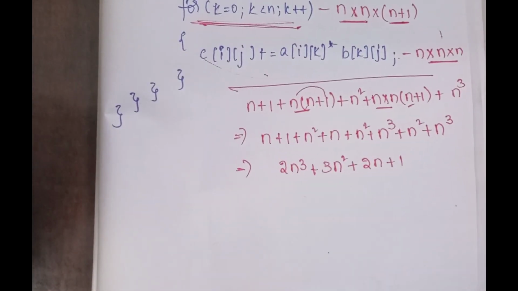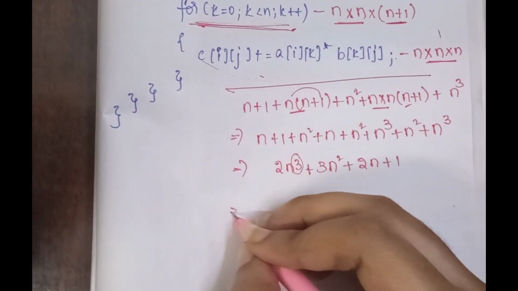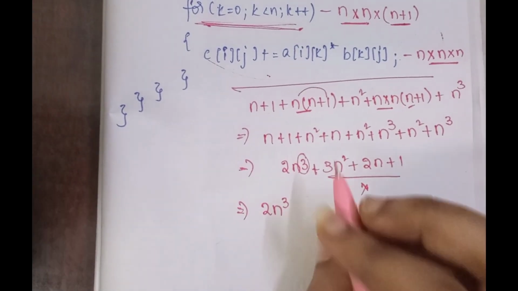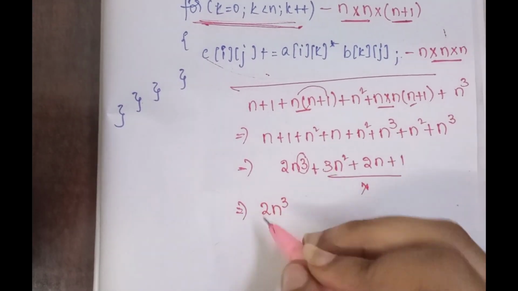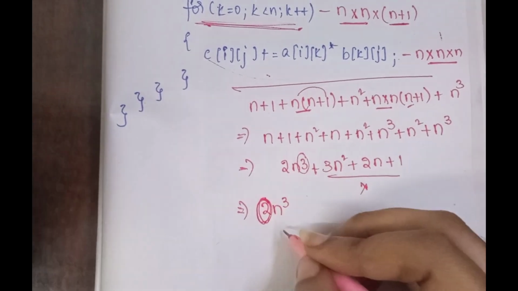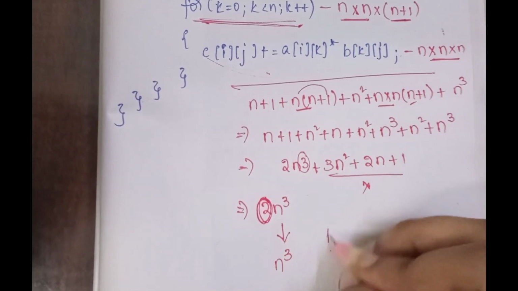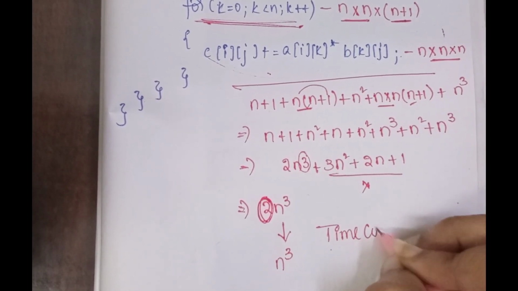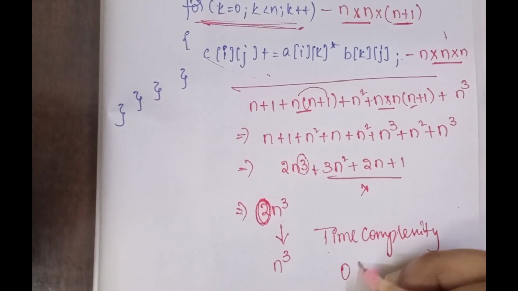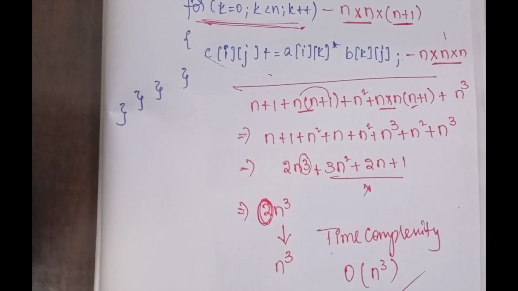So according to the rule, now what you need to do, you need to consider the higher exponential value. So I will consider 2n cube and the rest I will avoid. So 2n cube లో నేను ఏం చేస్తాను మళ్ళీ, constant multiplier ని avoid చేయాలి. Constant multiplier ని avoid చేస్తే నాకు final గా ఏం ఉంటుంది, n cube ఉంటుంది. So my time complexity will be order of n cube. So this is how we are finding the time complexity.